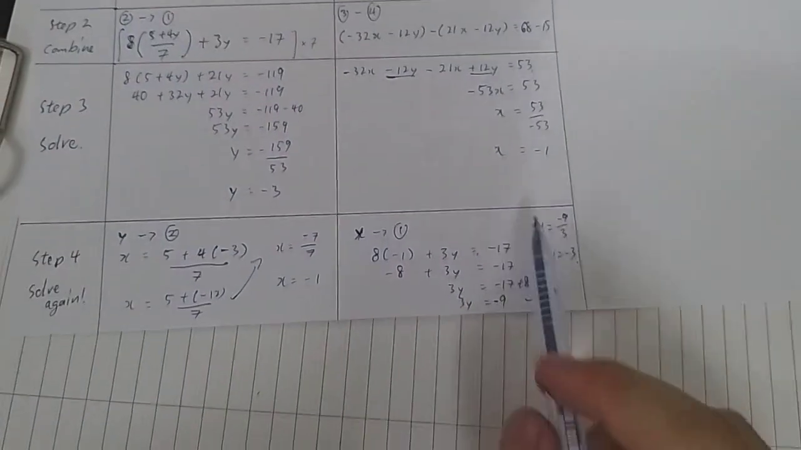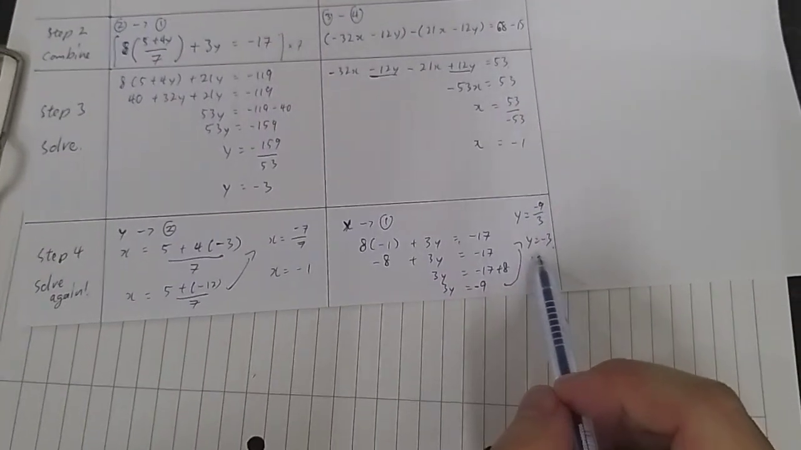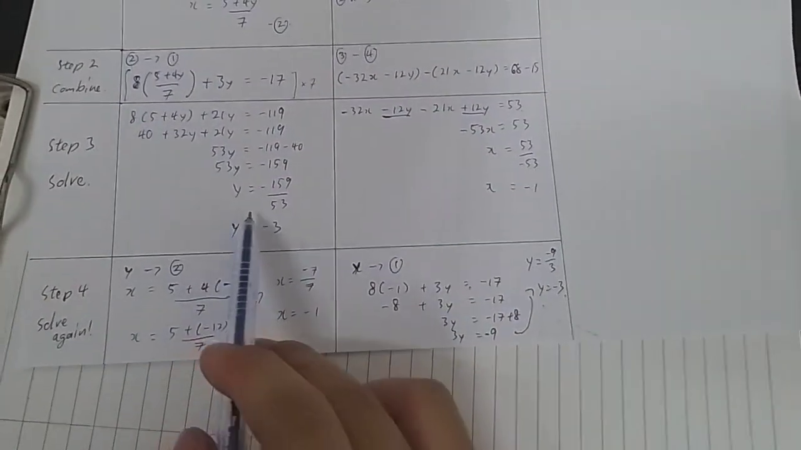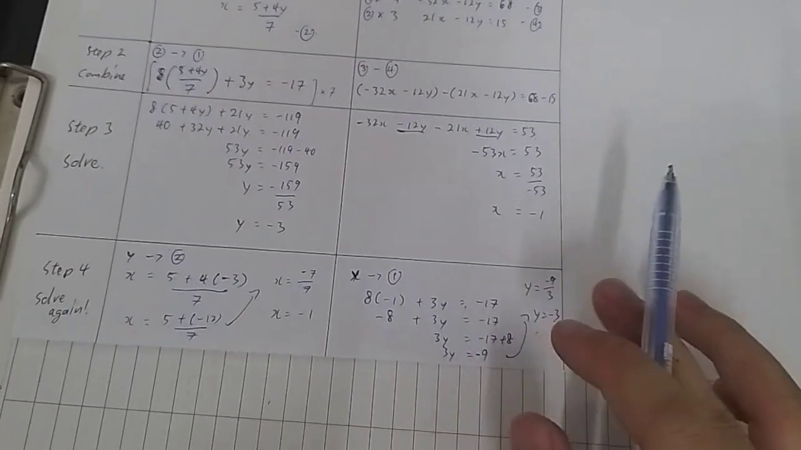Now you notice, here we get the answer to be x equals negative 1, y equals negative 3, the same as before. Okay, so it's the same.